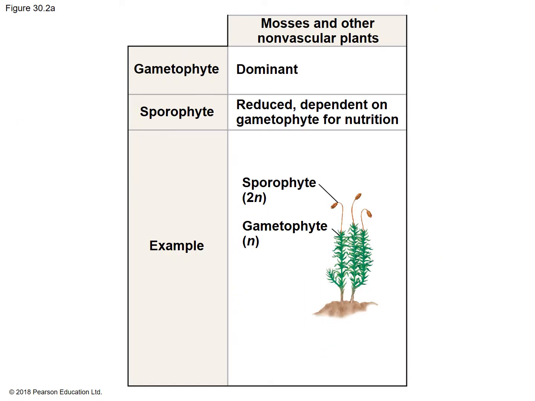In non-vascular plants, the gametophyte is the dominant phase. The gametophyte is the dominant phase in the life cycle. Notice this, the haploid gametophyte. The plant you see is the gametophyte, while the sporophyte is short-lived and carried on the gametophyte and depends on the gametophyte for nutrition.